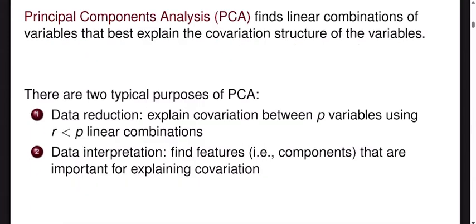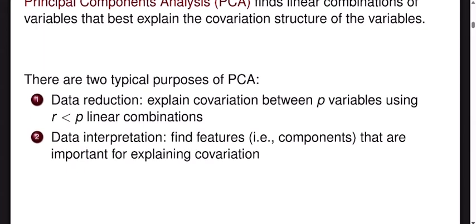And that is why it performs these two roles, data reduction. Instead of using p numbers of features, p numbers of variables, can I have a way to use r numbers of variables, where r is less than p? Can we explain the variation using fewer variables? That is why it is called a dimensionality reduction technique. And not only that, I want my model to be interpretable.